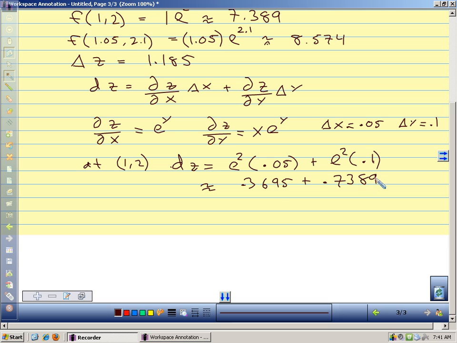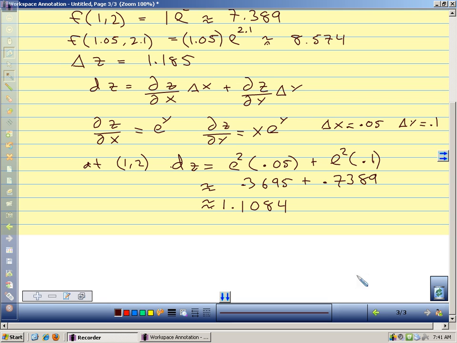$7.389, and our total differential tells us that this is approximately 1.1084. So that's our approximation for the change in the function. And the way we would use total differentials, we'll talk about it in just a minute. We use them a lot for error estimates.